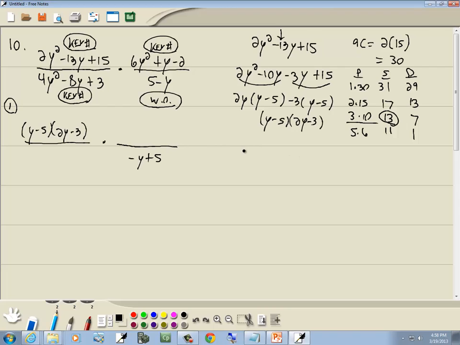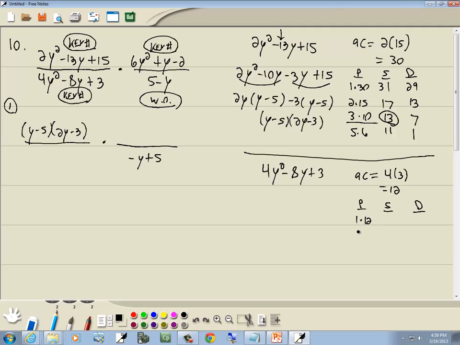And let's look at the denominator of the first fraction. So we got 4y squared minus 8y plus 3. Key number. We take the number at the beginning times the number at the end, ignoring signs. So we got 4 times 3. It's a little bit painful to write all these steps out. In class, I always just factor it. It's a lot less writing. Write down all products that give us 12. 1 times 12, 2 times 6, 3 times 4.